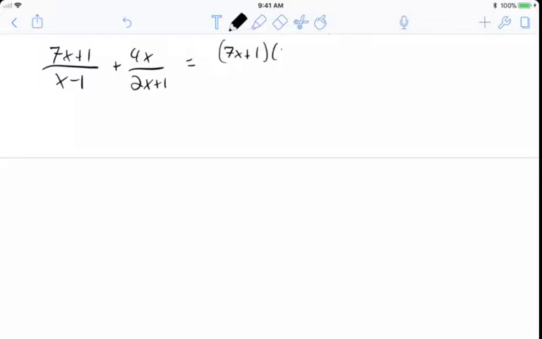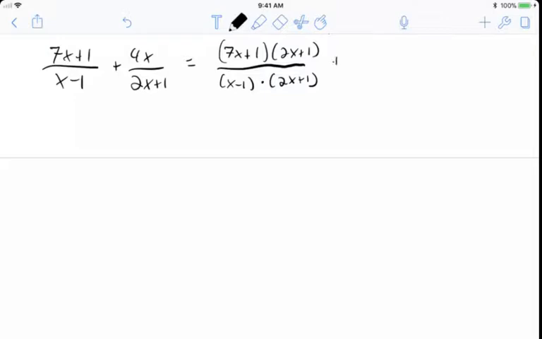Alright, how about if we do this one? 7x plus 1 divided by x minus 1, plus 4x over 2x plus 1. Okay, so the principle here is if the denominators don't match, you just need to multiply each fraction by the other's denominator. 7x plus 1 all times 2x plus 1. That's the denominator of the other side.